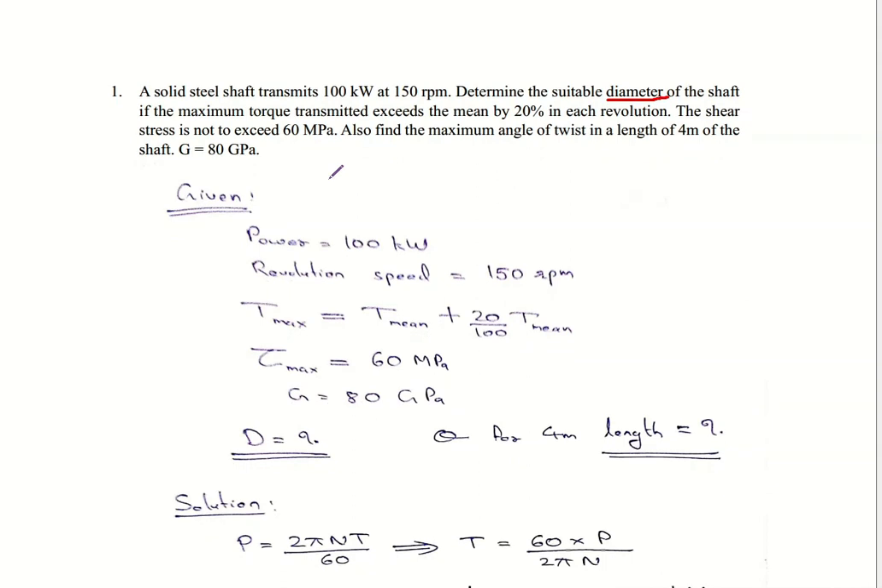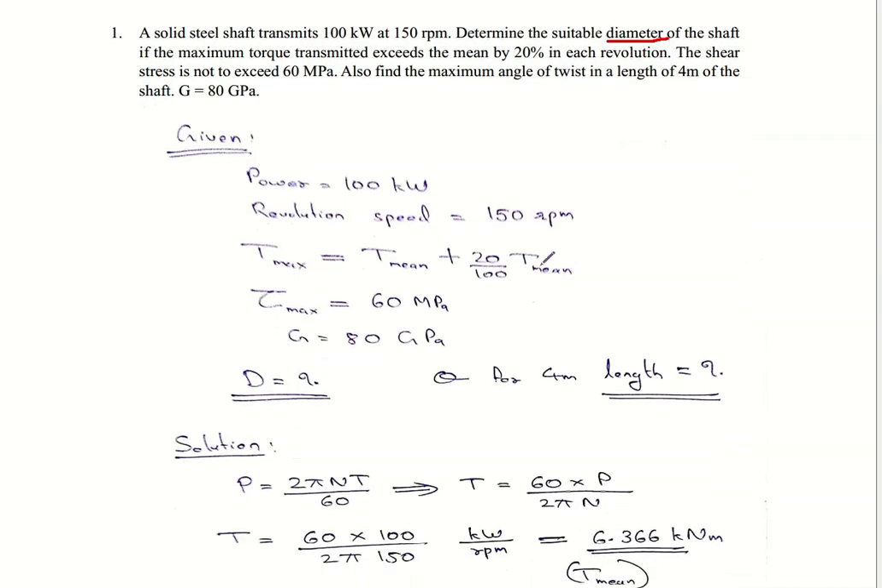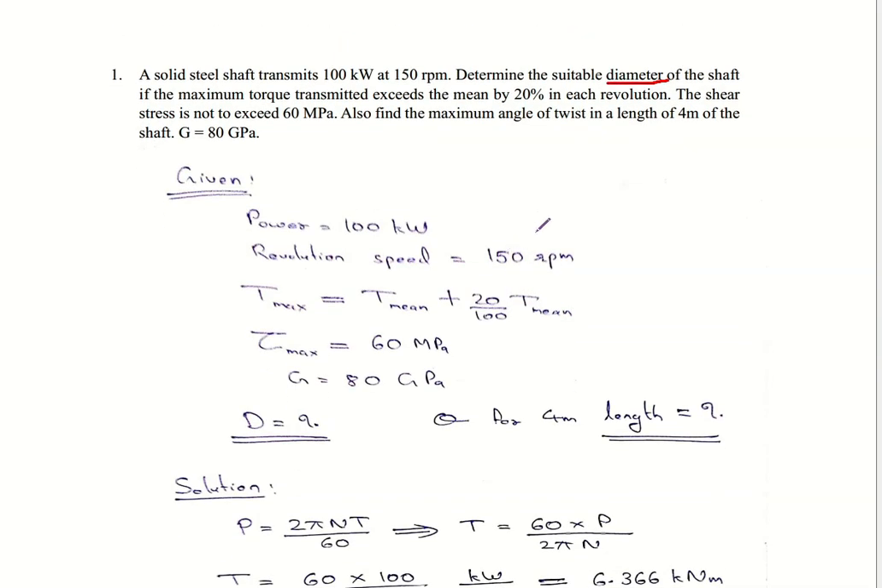So what are the things given in the question? Power 100 kilowatts, revolution speed is 150 RPM. And another important fact given in the question is the maximum torque transmitted exceeds the mean by 20%. So when we calculate torque from these values, that is when we use the equation said in the previous page, we are getting the mean value of torque.